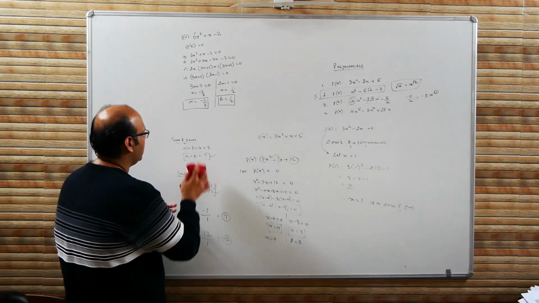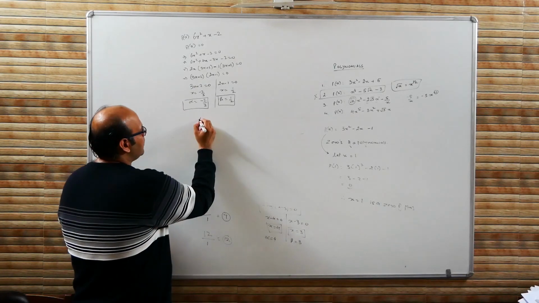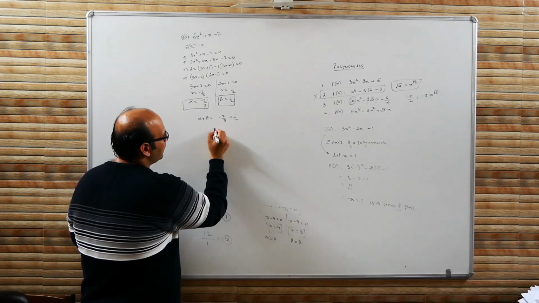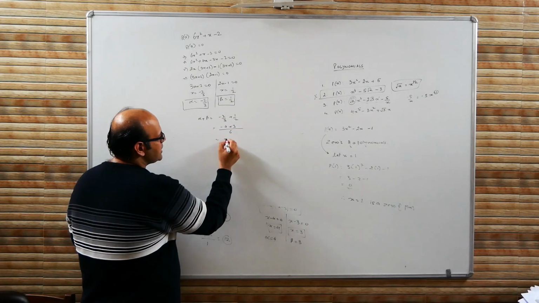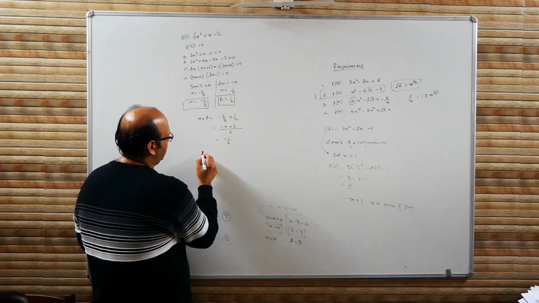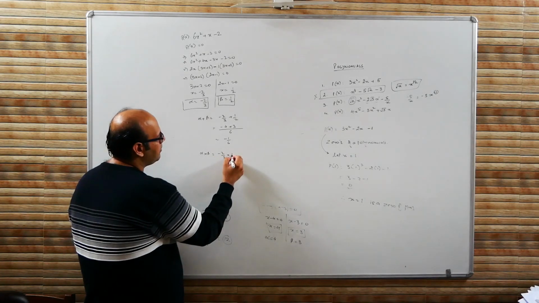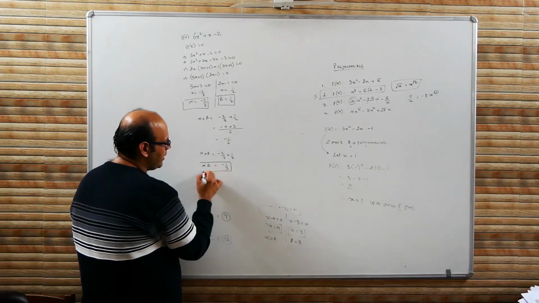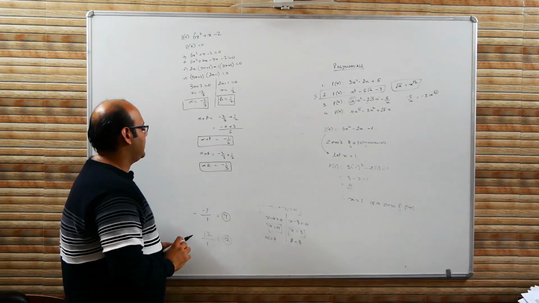let me just erase this section. Let's see, so alpha plus beta will be negative 2 over 3 plus 1 upon 2. I can take the LCM as 6, so this is minus 4 plus 3, which is negative 1 upon 6, right? And alpha into beta will be minus 2 upon 3 multiplied by 1 upon 2, which gives me negative 1 upon 3. So alpha beta is minus 1 upon 3 and alpha plus beta is negative 1 over 6.